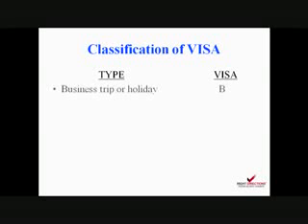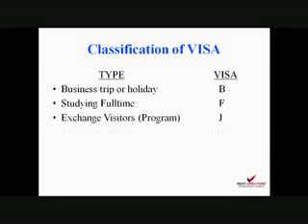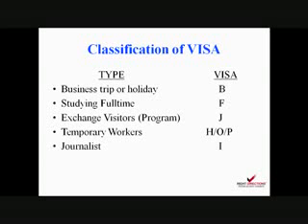We would like to brief you about the classification of visa. If you are going on a business trip or a holiday trip, it will be called B1 visa. Studying full-time, F1 visa. Exchange visitors, J1 visa. Temporary workers, H1, O1 or P1 visa. Journalists, I1 visa. Crew members, C1 or D1 visa.